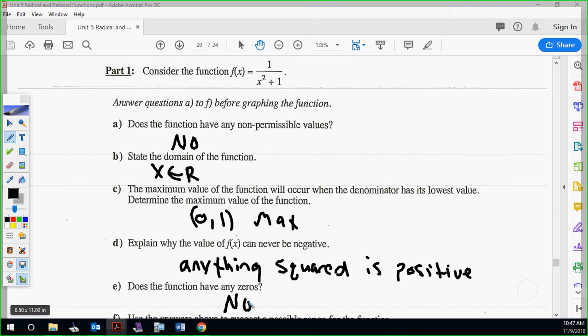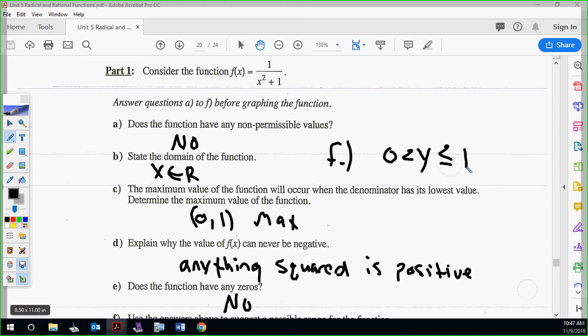Okay, and then it says use the answers above to suggest a possible range. So what's the range? I'm just going to answer it up here. Okay, so this is part F. So what do you think the range is? Yep, greater than 0 is part of it. But it has a max, right? What's the max? 1. So it's greater than 0, less than or equal to 1.